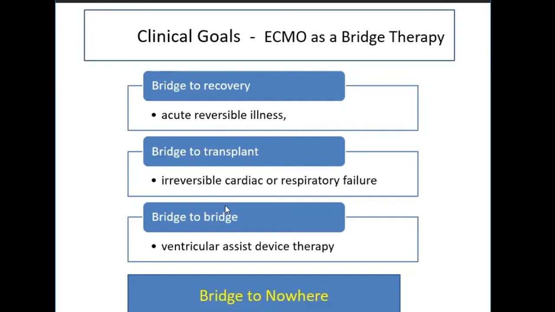The third is bridge to bridge. What is bridge to bridge? Like a patient who has got a heart failure and the patient is ultimately or eventually going to have some type of ventricular assist device. But meanwhile, we have to support the circulation, where we can put the patient on ECMO. But be careful, sometimes we land up in that bridge to nowhere. Like a patient is on ECMO, not improving, has got multiple complications. So you should also be able to clinically diagnose whether you have landed up in a bridge to nowhere. But basically, you should think bridge for the recovery, for the transplant, for bridge.